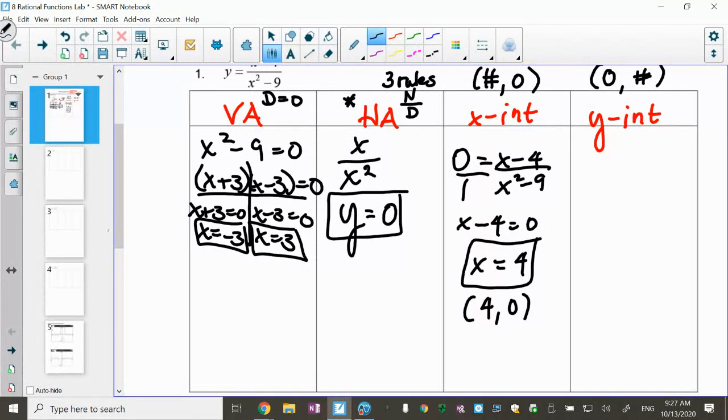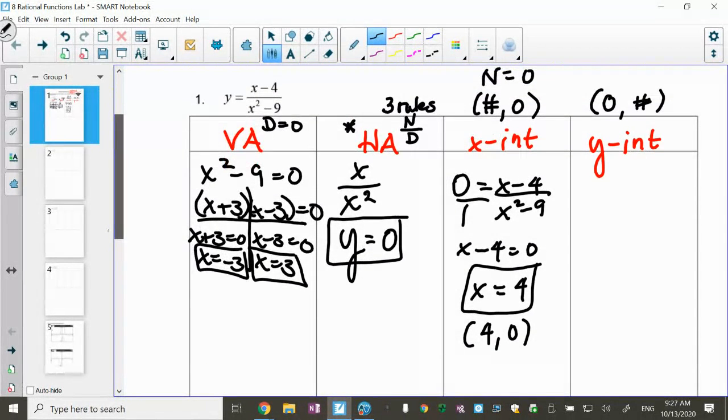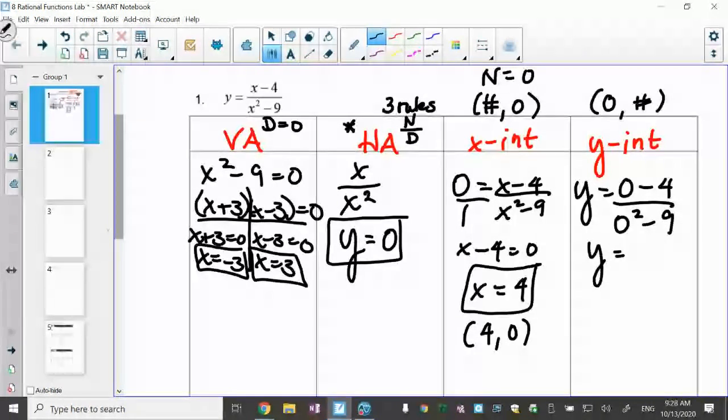Now the y-intercept, it says, oh, I had to put my x as 0 to see where it crosses the y-axis. So I actually take my function right here, and I'm going to say, okay, my y is going to equal (0 minus 4) over (0 squared minus 9). So y equals 4 ninths. So this must cross at this point (0, 4/9). Okay? Now I hope you graph this.